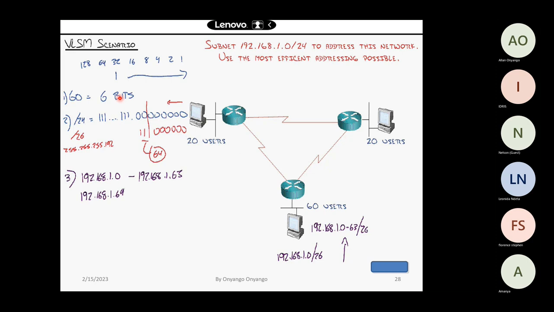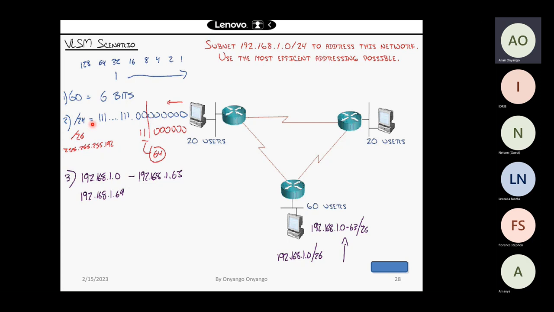I will tell you where the difference is. So we are going to take 60 through our normal procedure. 60 falls between 32 and 64. 32 is less, so we're going to take 64. And 64 is 2 to the power 6. Therefore it means we are going to need how many bits? We're going to need 6 bits. For our 6 bits, our subnet mask was /24.